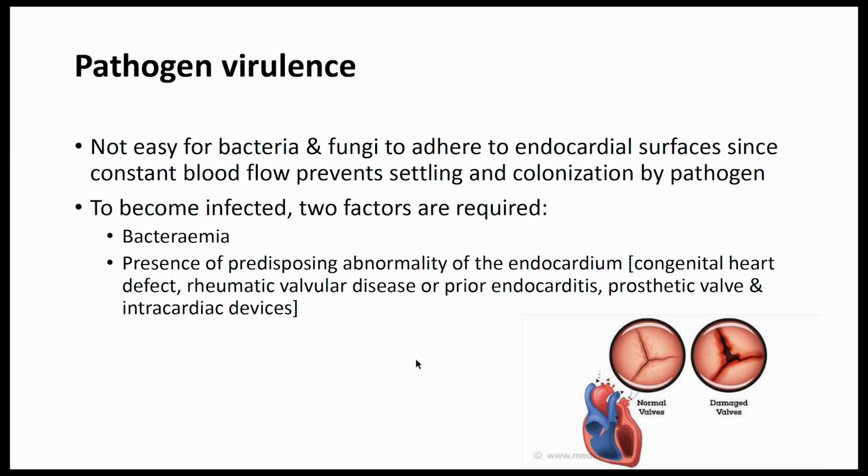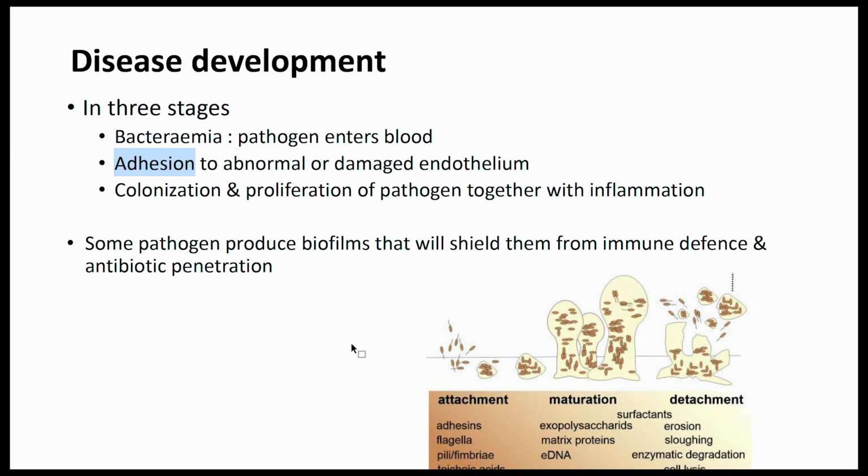Disease development. Infections in these systems typically develop in stages. Pathogen entry via bloodstream or direct introduction, adhesion or attachment, where pathogens adhere to surfaces or breach protective barriers, and colonization and proliferation, where pathogens multiply and trigger inflammation. Some pathogens produce biofilm that shields them from immune defenses and also antibiotic penetration.